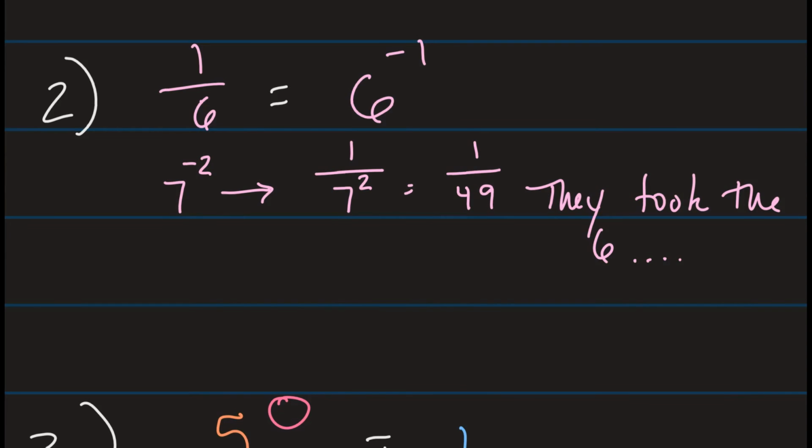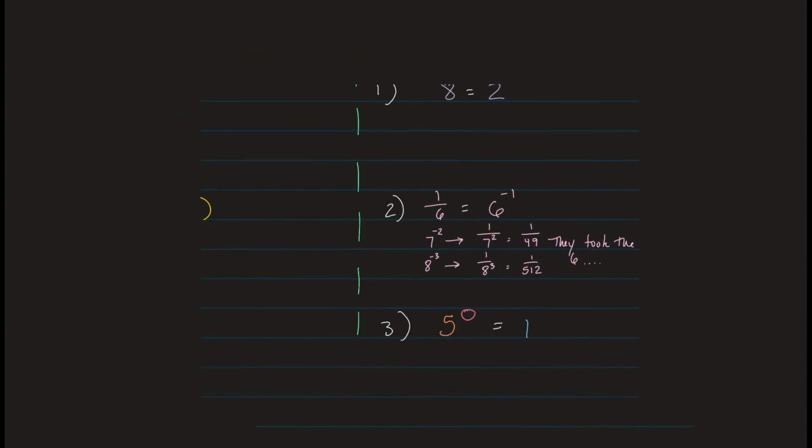Let's try it one more time. 8 raised to negative 3. You take the 8, put it in the denominator with the positive version of the exponent. So now this is 8 raised to the power of 3. 8 times 8 is 64, and 64 times another 8 is 512. So this is actually 1 over 512. So that's just a little side piece of information about exponents.